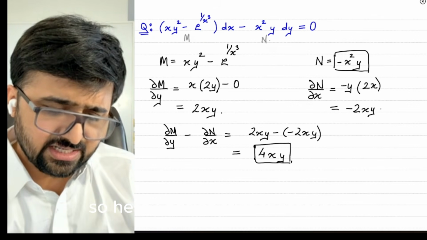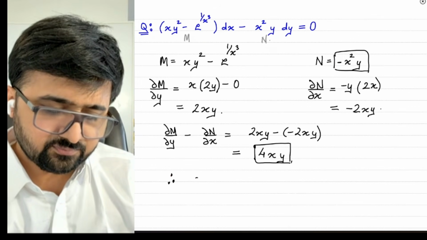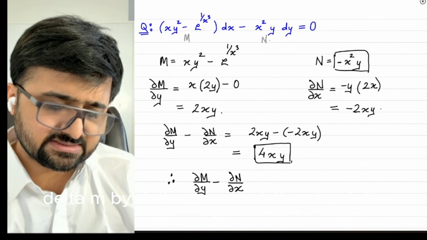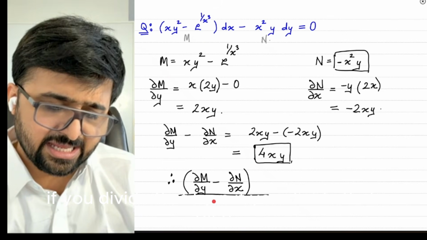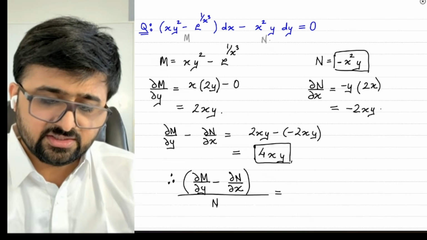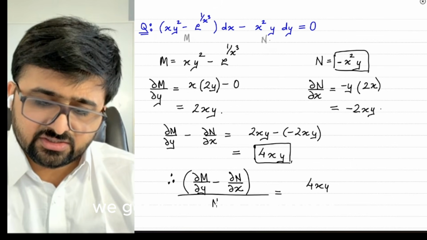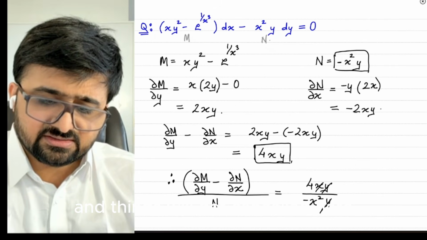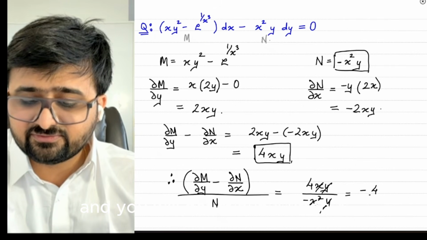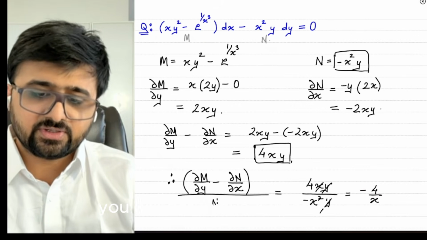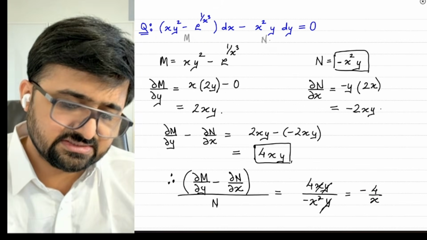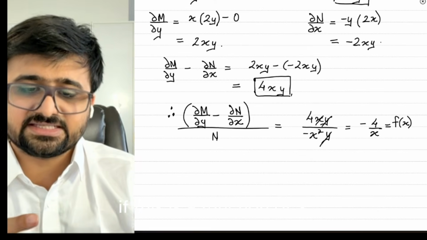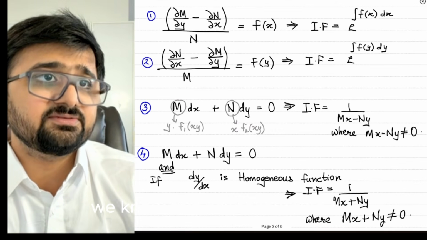Here I notice that if you divide delta m by delta y minus delta n by delta x by n, we get 4xy in the numerator, and the denominator is minus x square y, and things will get cancelled here, and you will get minus 4 upon x. So this is a function of x. If this is a function of x, we know that this will follow rule 1.